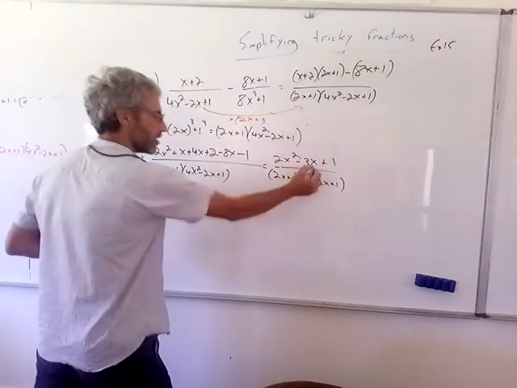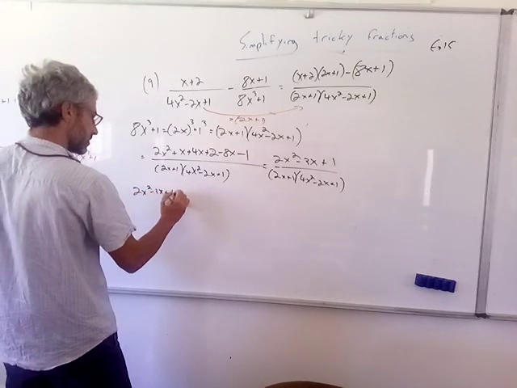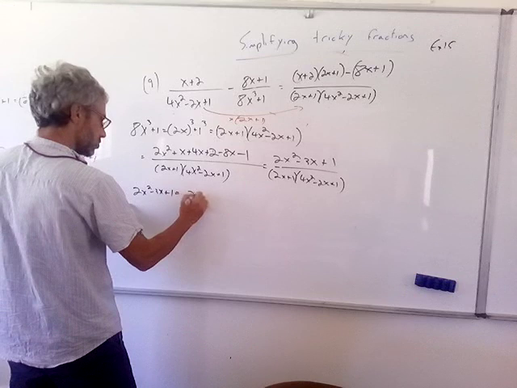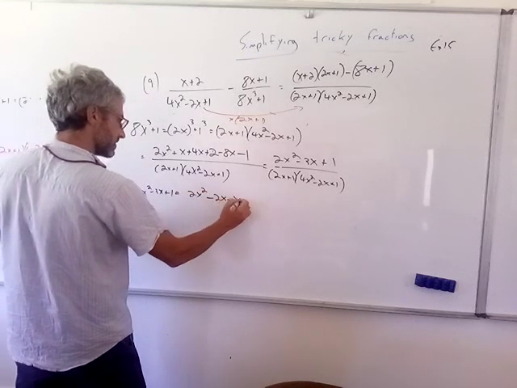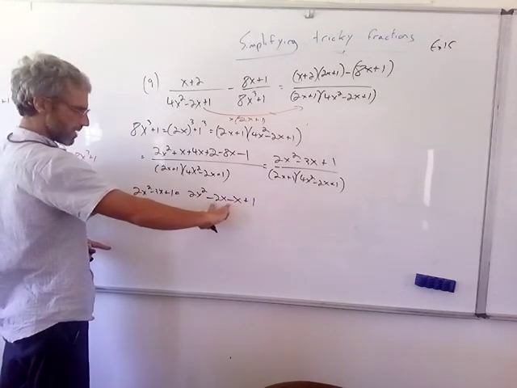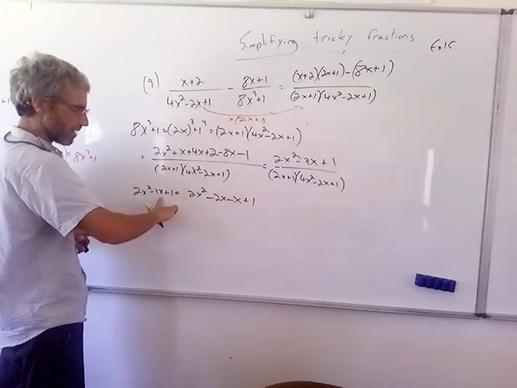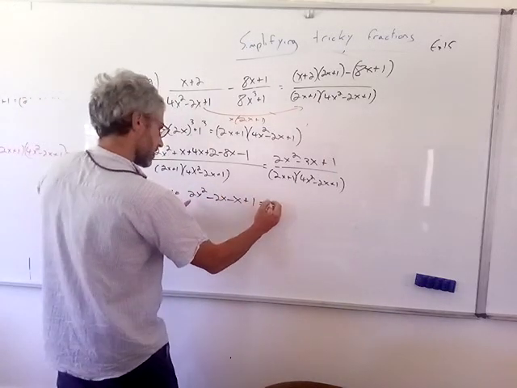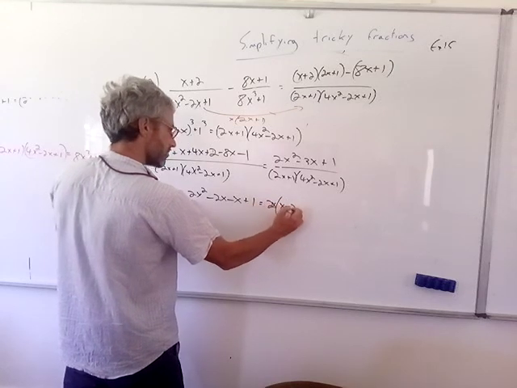I'm going to write that down like this: 2x squared minus 3x plus 1. I'm going to write it as 2x squared minus 2x minus x plus 1. Let's just check that. Yeah. Minus 2 times minus 1 will be plus 2, which is good. Minus 2x minus x is minus 3x. Okay, now I'm going to take a 2x out here, and that will be x minus 2.